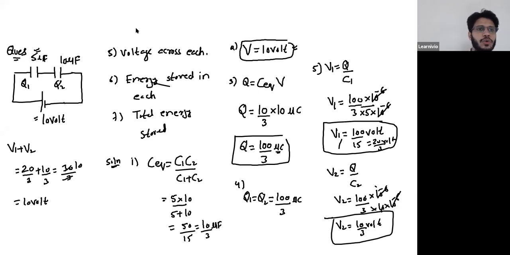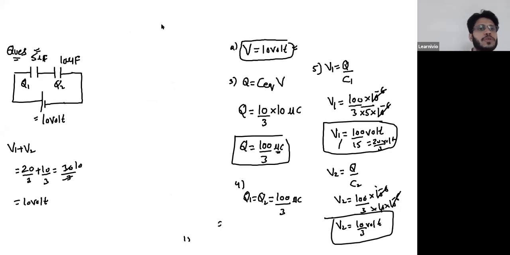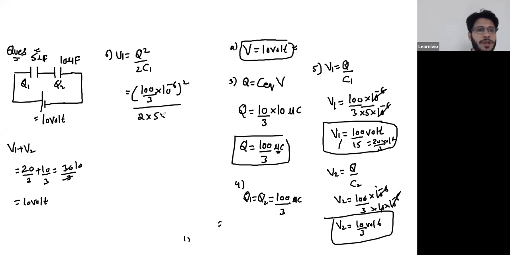Next is energy stored in each capacitor. So Jubena, how would you calculate energy stored in each capacitor? Q square by 2C1 for the first one. Q square by 2C1, right? So that's part number 6. So it's Q square by 2C1. How much is Q1? Q is 100 by 3 into 10 raised to the power minus 6, square, by twice of C1. C1 is 5 microfarad, 5 into 10 raised to the power minus 6.